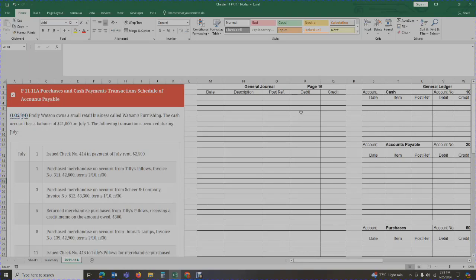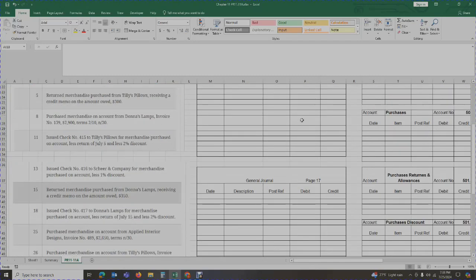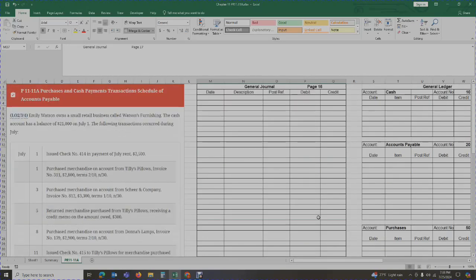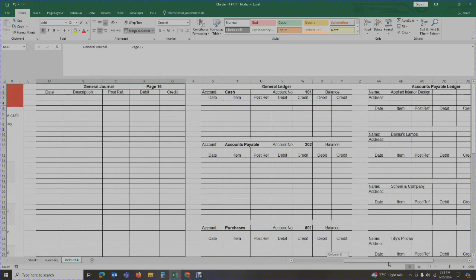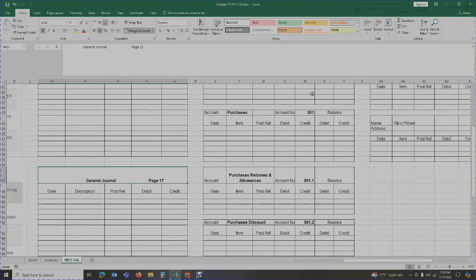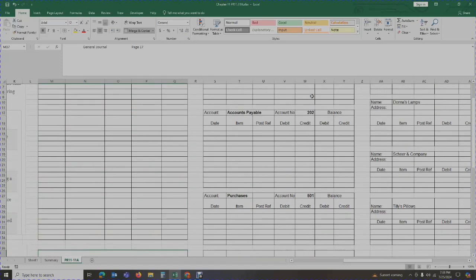I've already set up the whole problem. I've got my journal. We're going to be using two journals, page 16 and page 17, so we're going to have two pages of journals. I've also set up all of the general ledgers that we are provided with in the chapter. So I've already used the names and the account numbers provided in the text.